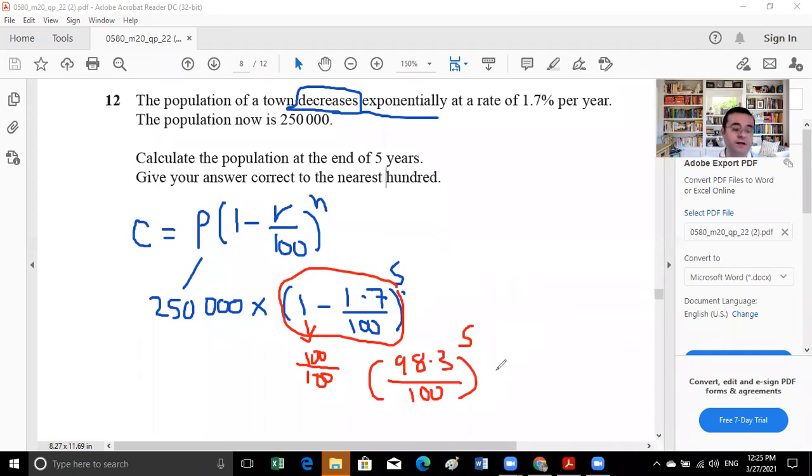The answer, show me the answer. What do you get? 229,460, which is 229,460. Can accept it without a point. No point. Okay.